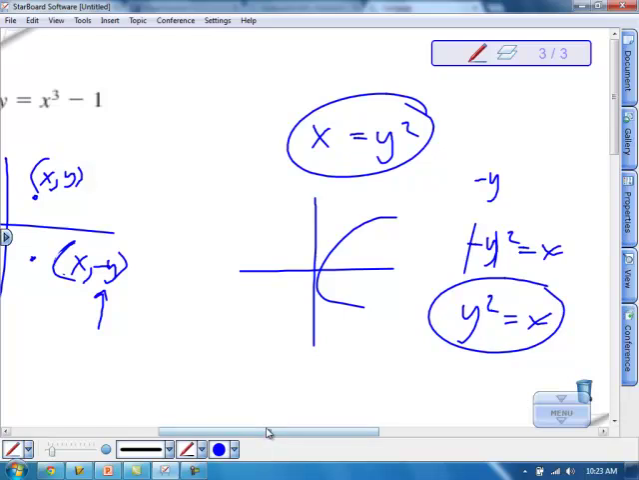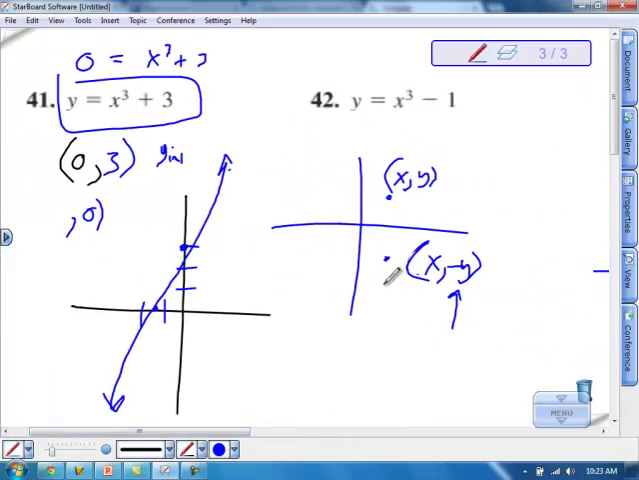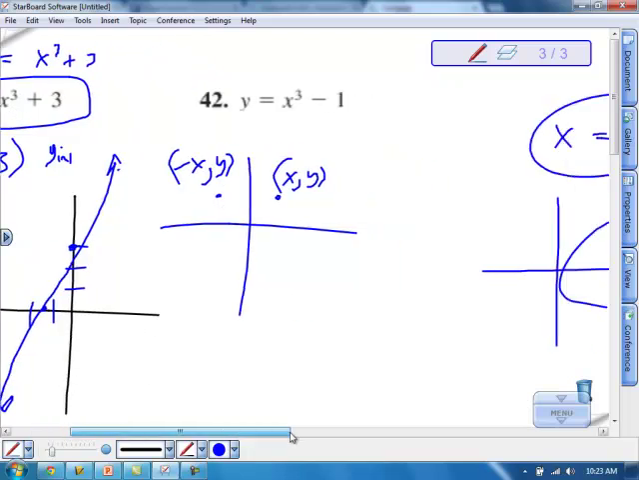So these tests will tell you if it's symmetric about the x-axis, y-axis, or origin. So if you want to try y-axis, if it's symmetric about the y-axis, then this point, negative x, y, will be on there. So stick in negative x and see if you get the same function. Here's an example of that.